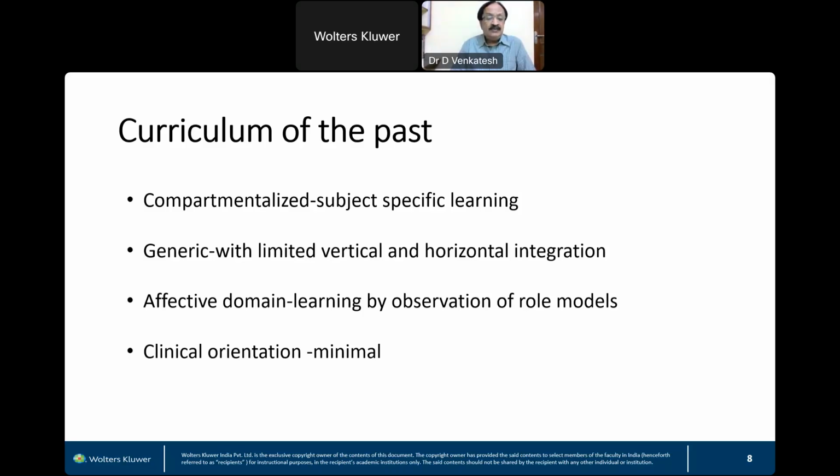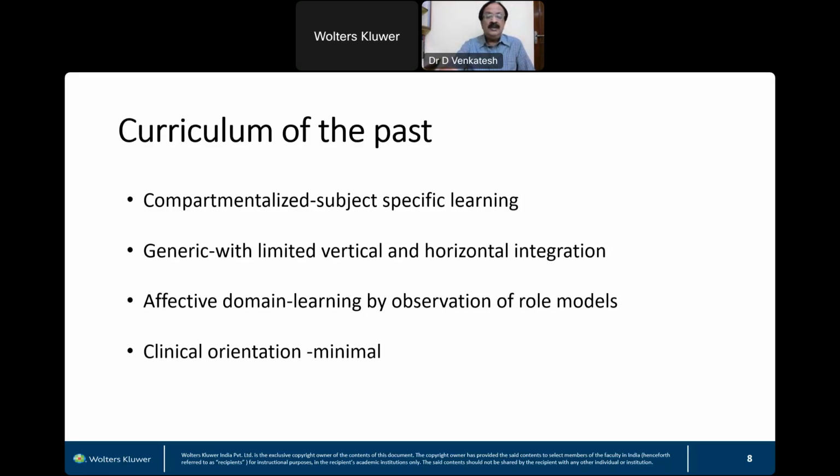The subjects which were studied as basic sciences or the paraclinical subjects were not oriented towards understanding or problem solving the clinical subjects, and therefore the clinical orientation was minimal.